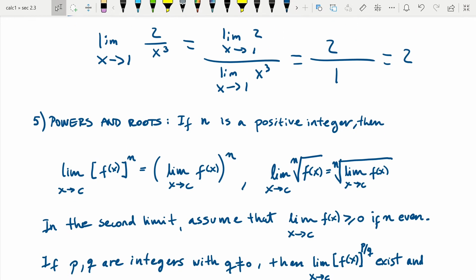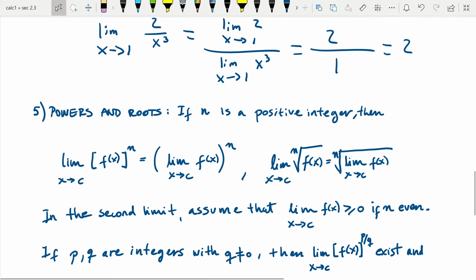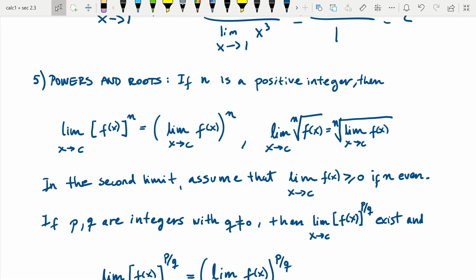Now we have a general limit law for powers and roots. So if n is a positive integer, then if you iterate the product law, you get that the limit of f of x to the n simply amounts to taking the limit of f of x as x approaches c and raising that to the n.